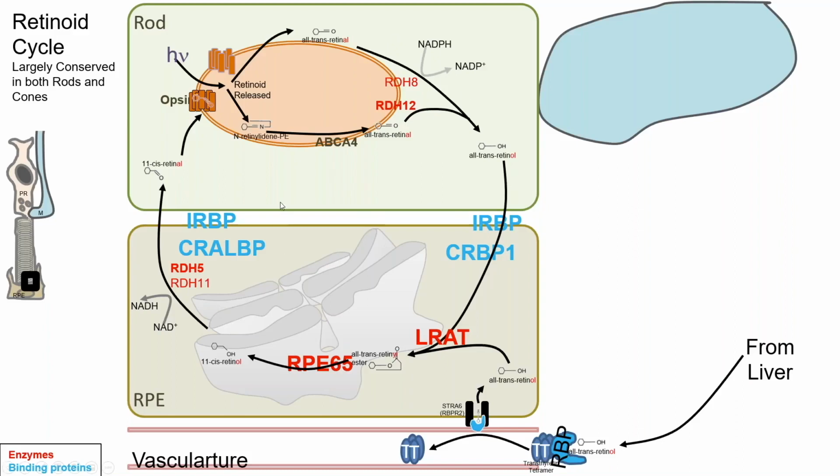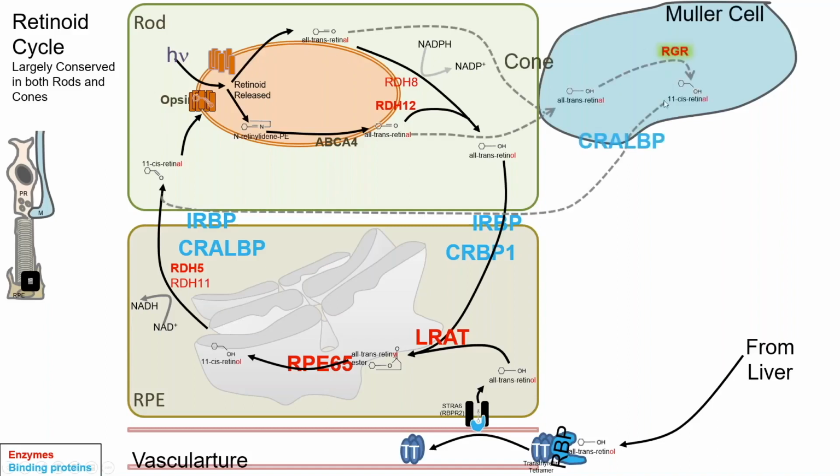This is true for both rods and cones. Cones have a special relationship with a different category of cells, Macular cells, which are found in large number in the fovea. And so the cones are able to work with Macular cells to recycle vitamin A derivatives via a different mechanism in order to allow rapid recycling of these derivatives so that vision can occur very quickly in the fovea.